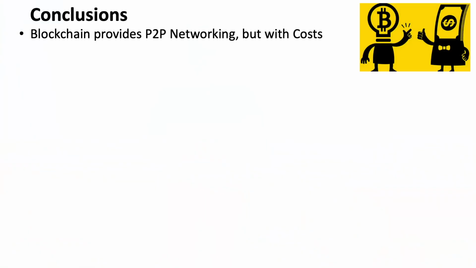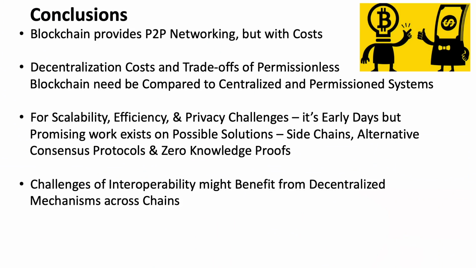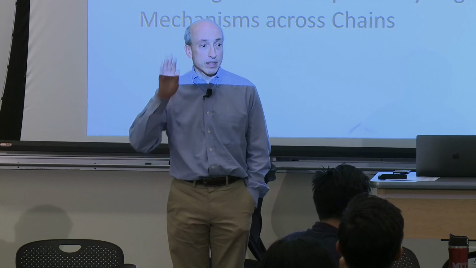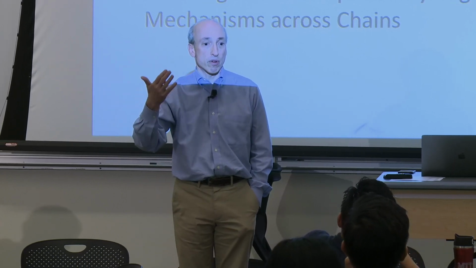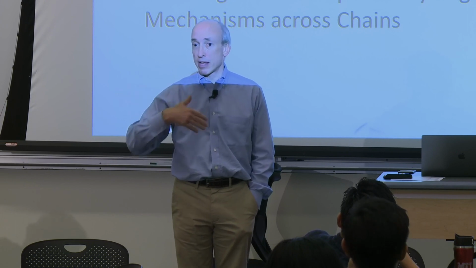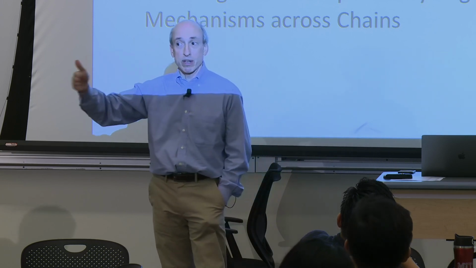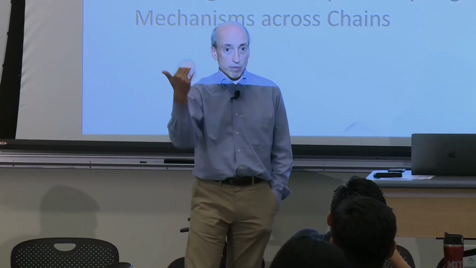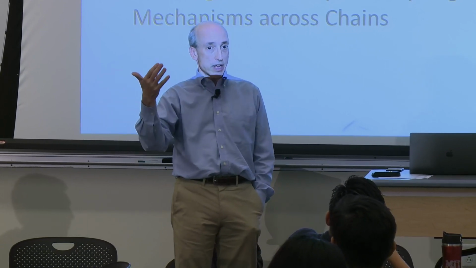And then the conclusion, I think that it does provide the networking, but it comes with costs. And as we said, there are a bunch of trade-offs. I think the scalability, the efficiency, the privacy ones are solvable. I can't prove it, but I think in a matter of years, and it might be 3 or 10 years, it won't be 3 to 10 months though. I think a lot of that is susceptible to the bright minds of MIT and elsewhere's computer scientists.